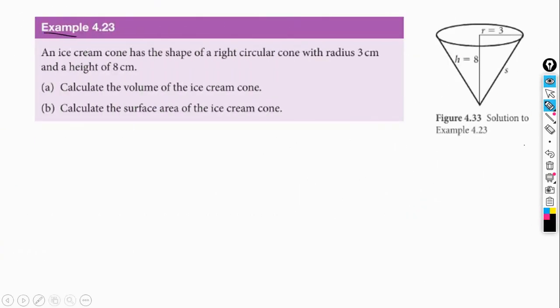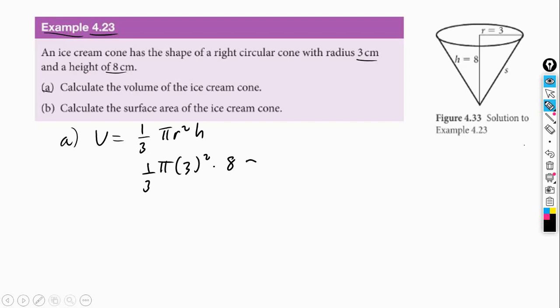So now we're going to do example 4.23. And it says, an ice cream cone has the shape of a right circular cone with radius 3 centimeters and a height of 8 centimeters. Part A, calculate the volume of the ice cream cone. So for the volume, we have that the volume of a cone is 1/3 pi r squared times the height. So notice that we have 1/3 times pi, the radius is 3, so 3 squared, times the height, which is 8.